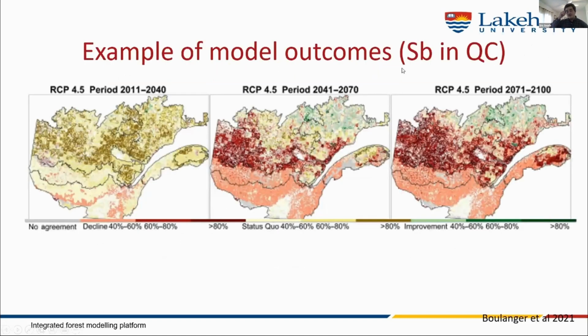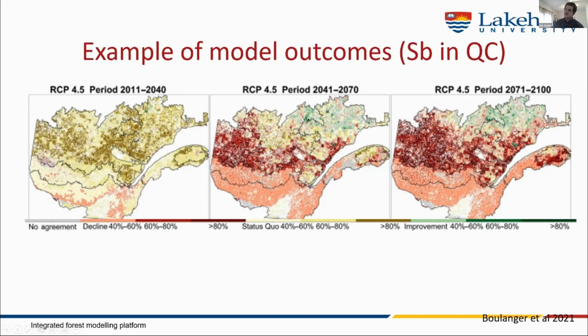Quick example of some model outcomes, what it can look like. This comes from another modeling group who focuses on Quebec. This is the managed forest in Quebec here, Yann Boulanger at the Canadian Forest Service. I just wanted to flash this quickly to show a pretty high resolution spatial map of relative abundance, in this case, black spruce.